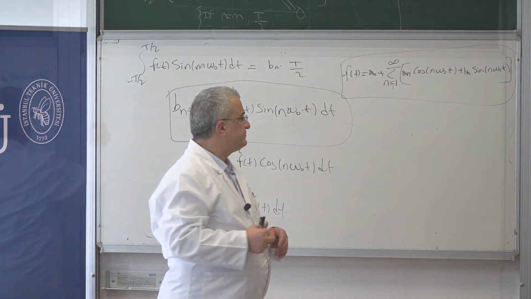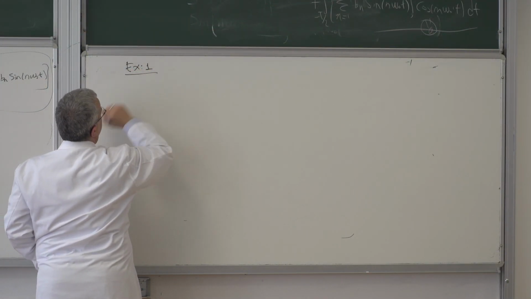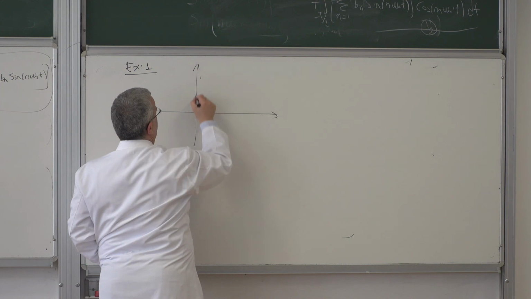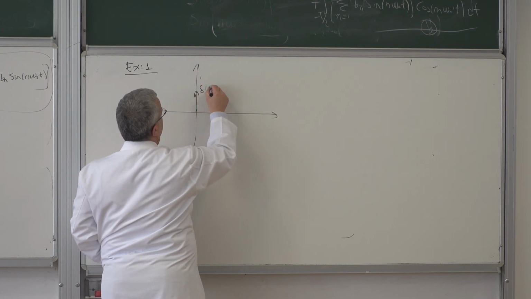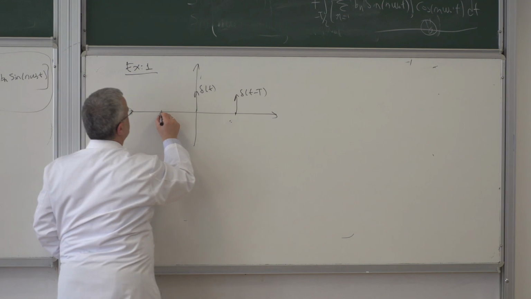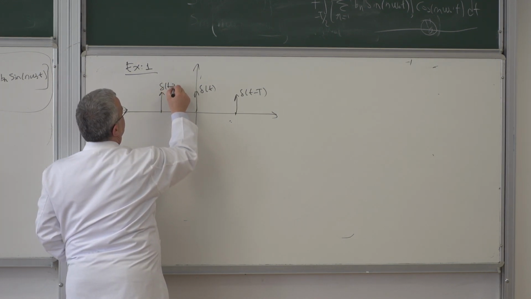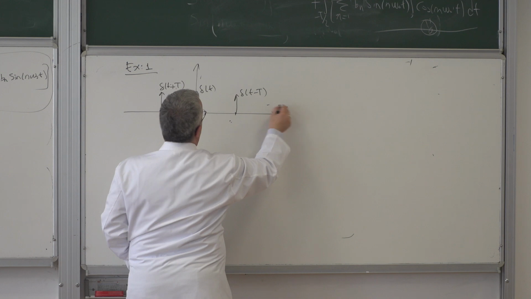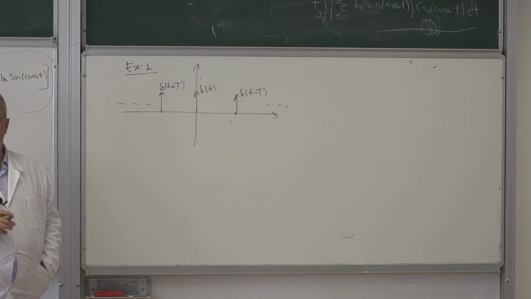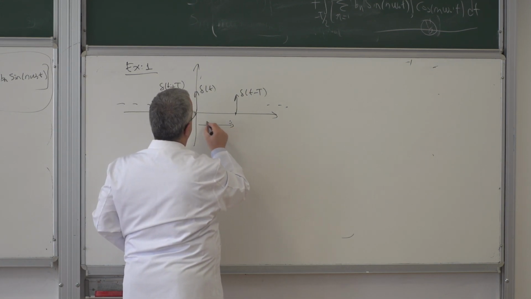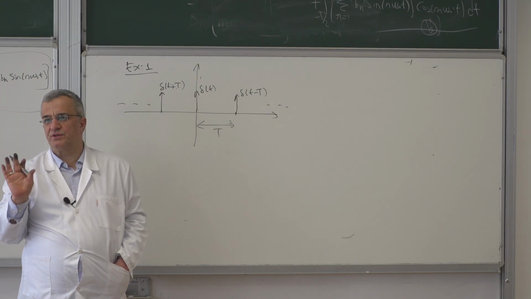Okay? Let's do an example. Example 1 is that you have delta of t. This periodic function is a delta function, okay? So it repeats after... what is the length of the period? It is capital T, right?